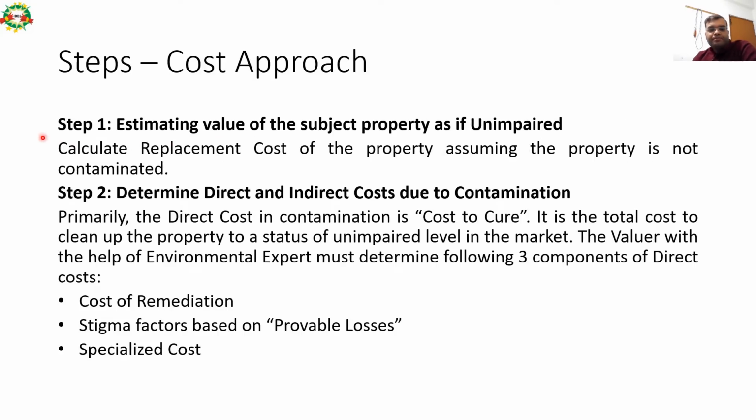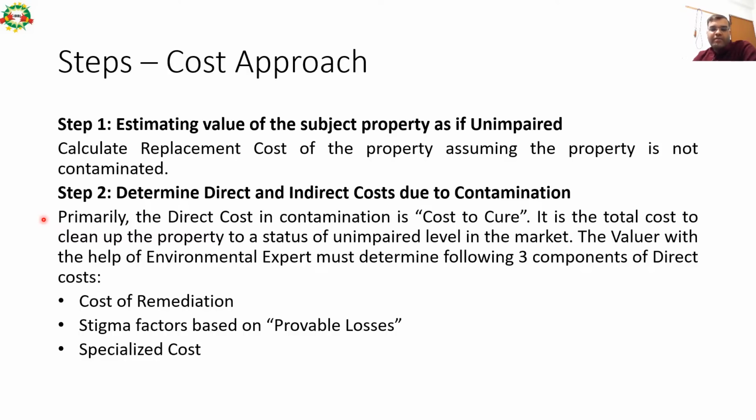Step number 1: estimating the value of the subject property as if it is unimpaired. First we'll assume the property is non-contaminated, and we'll try to find out the valuation as we have already learned in our previous sessions on the cost approach to valuation; there is a playlist in the description box below. So calculate the replacement cost of the property assuming the property is not contaminated. That is step number 1. After calculating it, we have to determine direct and indirect cost due to contamination. Primarily, direct cost in contamination is cost to cure. It is the total cost to clean up the property to an unimpaired level in the market.